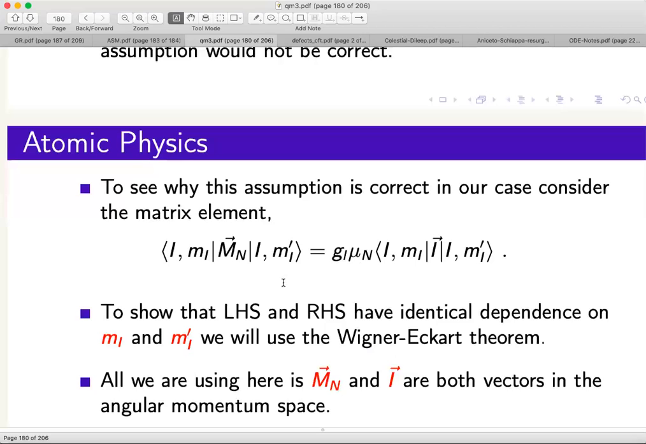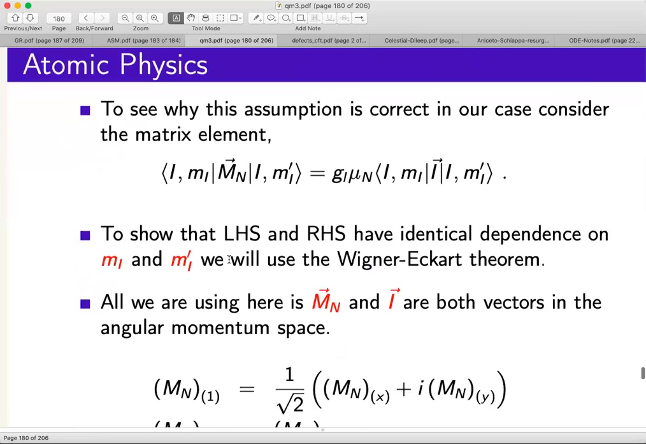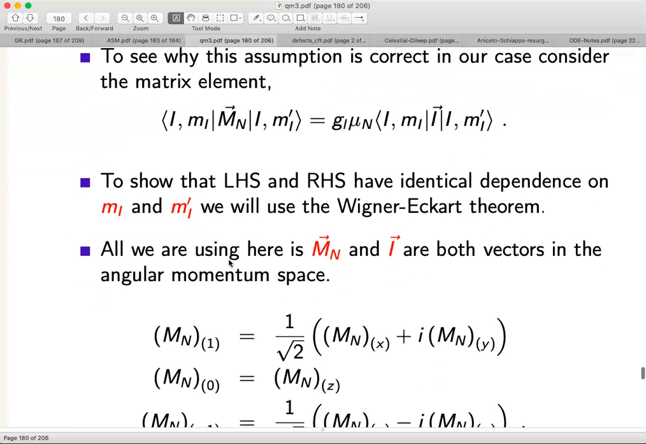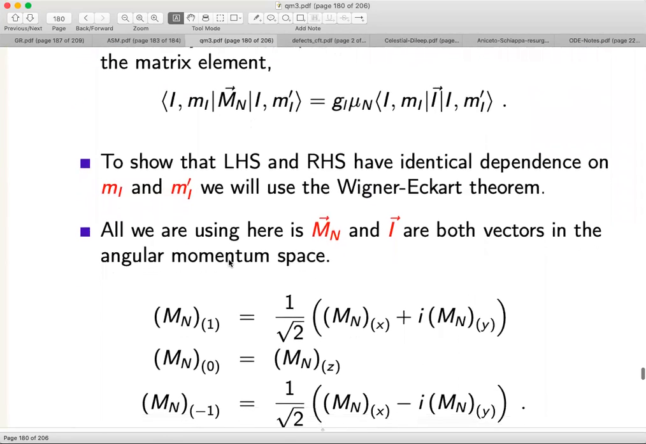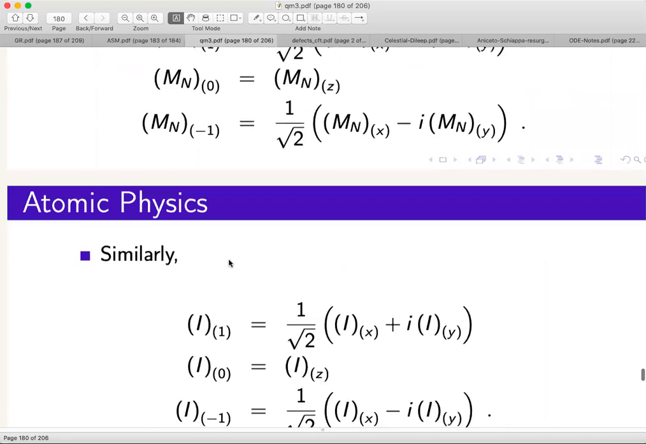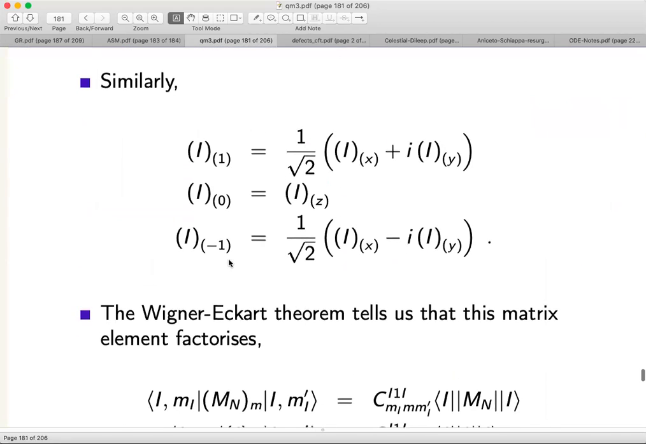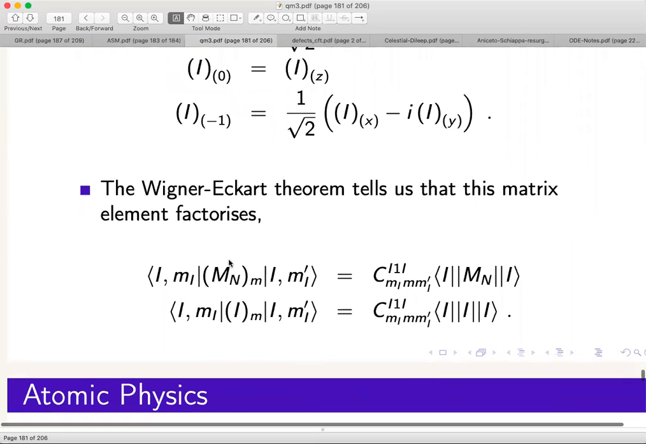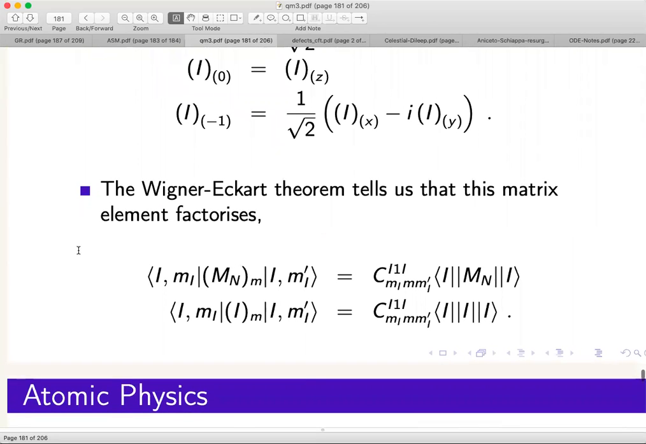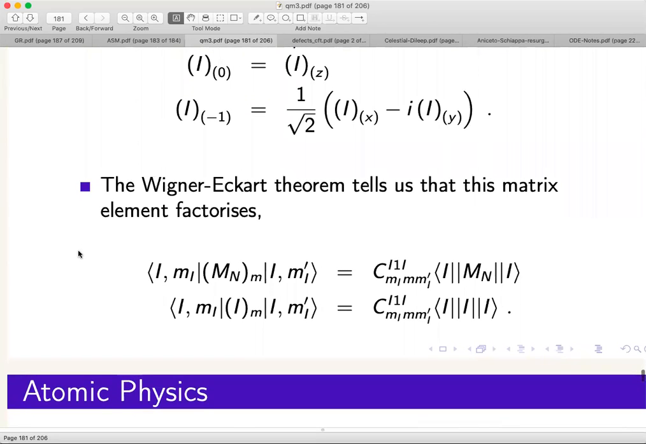Mn for a generic state could be a very complicated object. We don't even know what it is, and we don't even need to know what it is actually. What we are trying to say is that regardless of whatever state the nucleus is in, which is characterized somewhat by Mi and Mi prime, we can still write this.